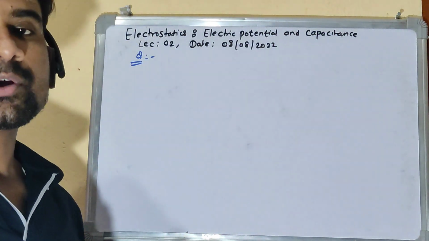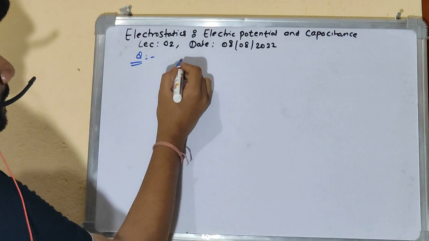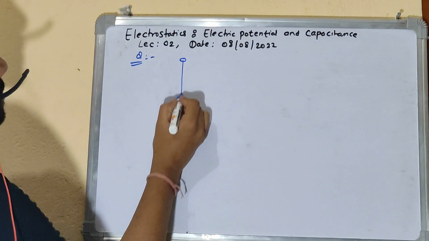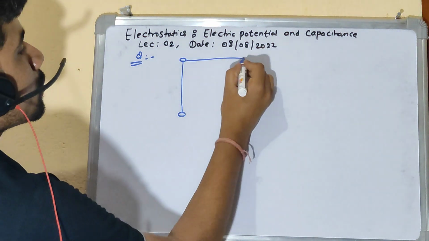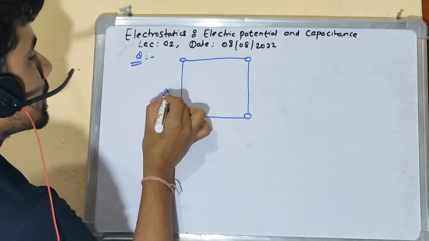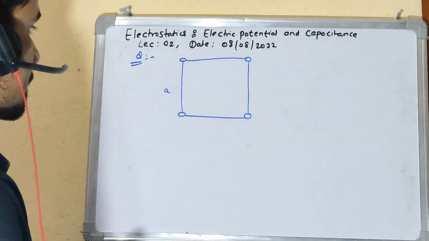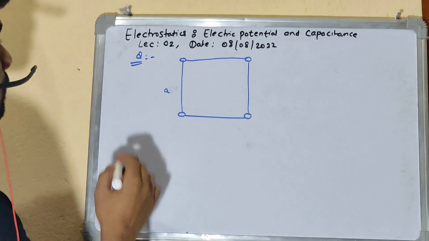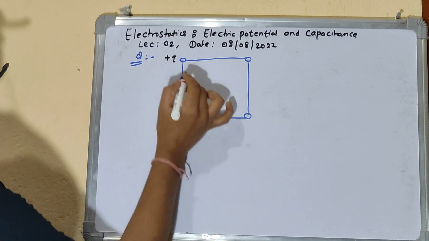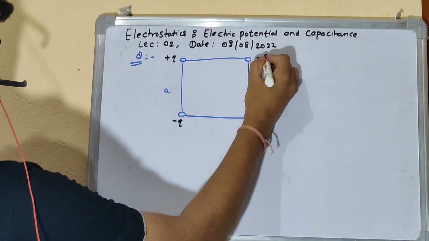Now let's solve some problems on electric potential. Let's say there are four corners of a square of side A. At the four corners, the charges placed look like this. At opposite corners we have plus q, plus q, and then minus q, and minus q.